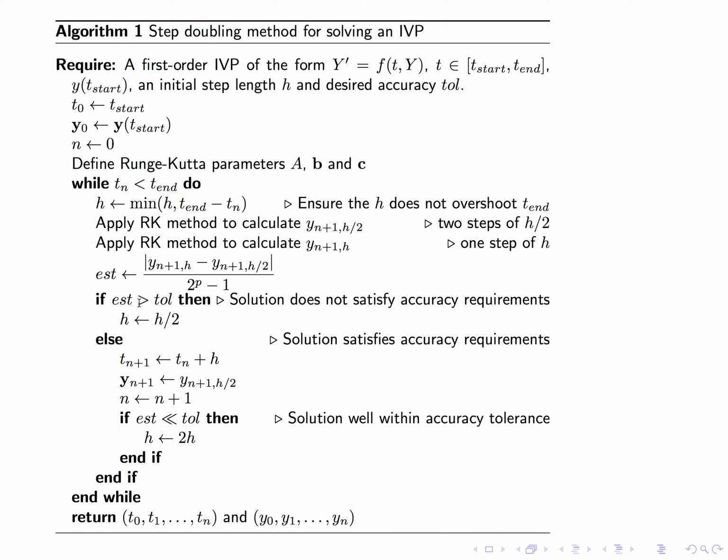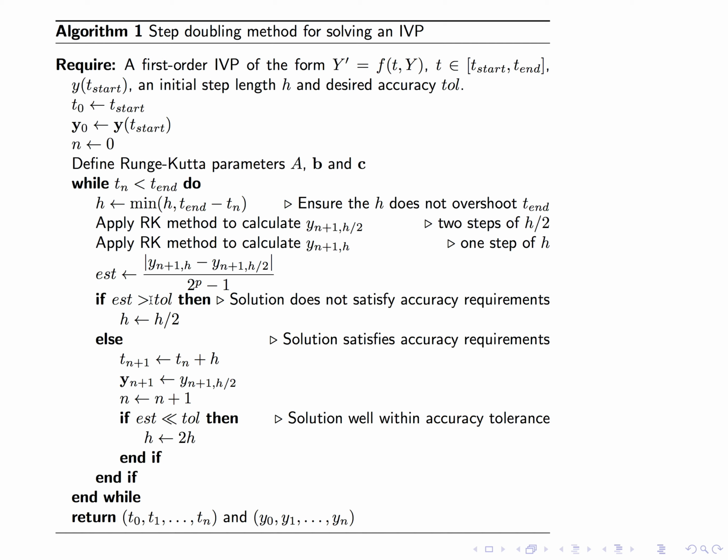If the estimated error is greater than tolerance, then the solution does not satisfy accuracy requirements. So what we do is we halve our h and then start again. If you notice this if statement here, it terminates down here, so we don't proceed to the next step. We halve h and then we do this whole thing again.